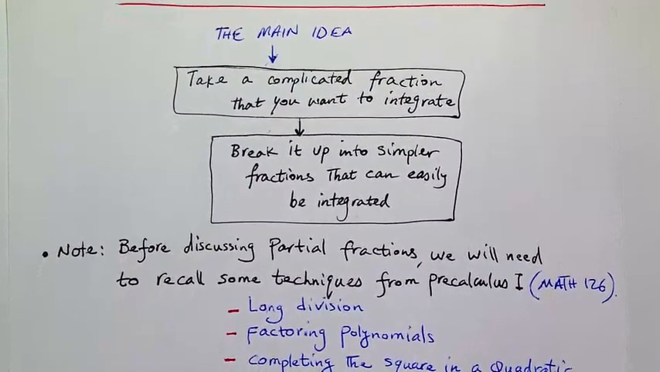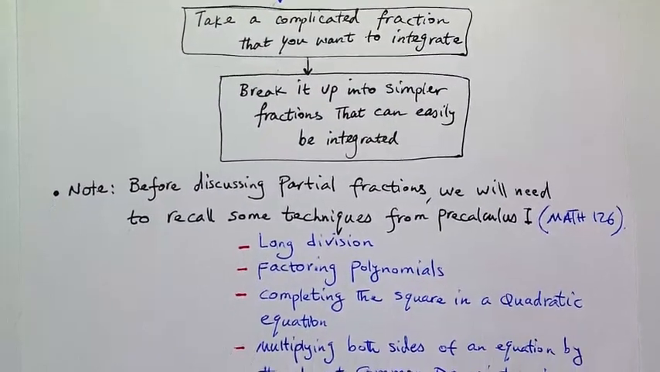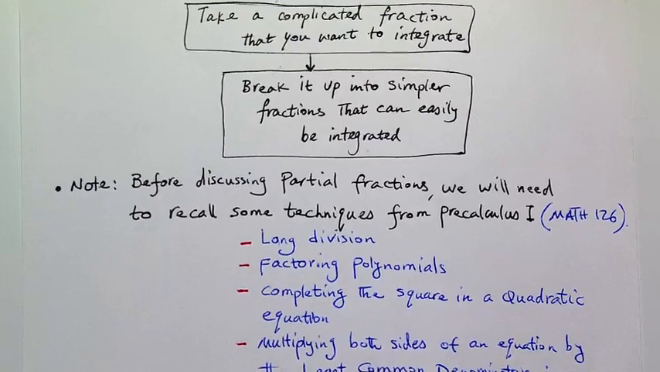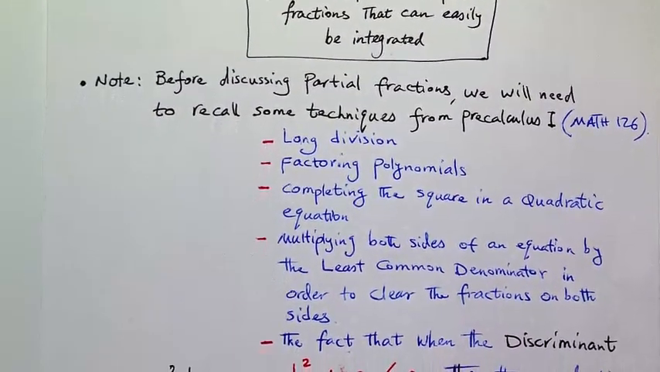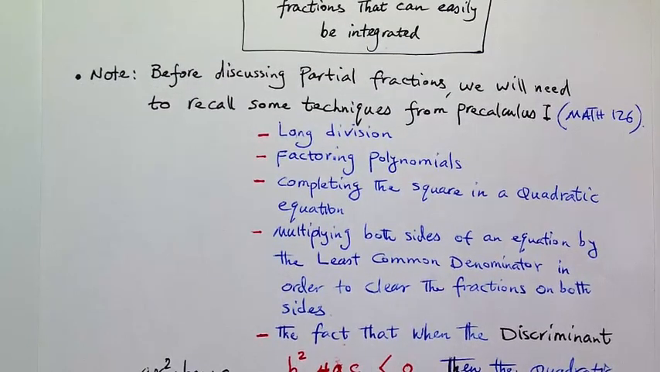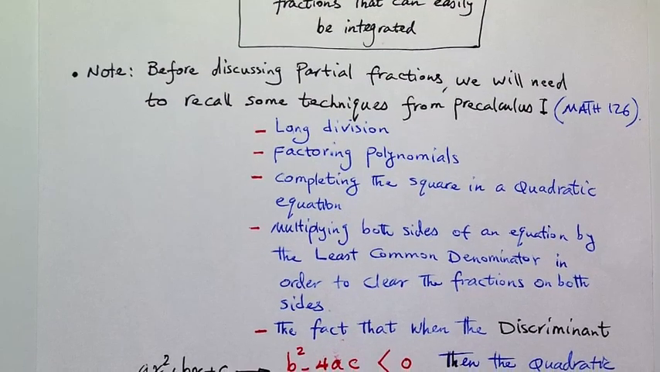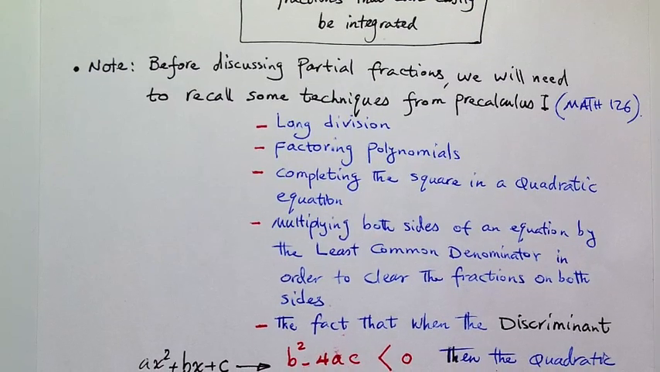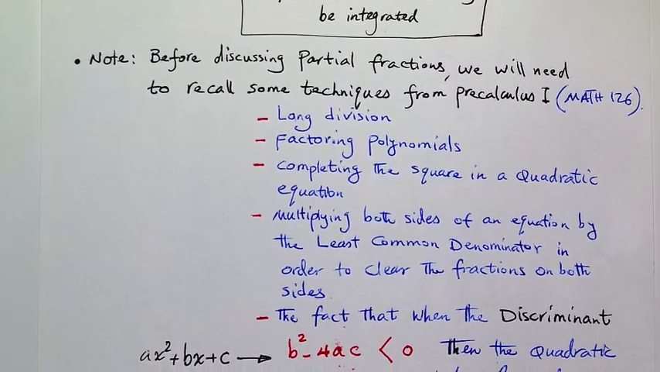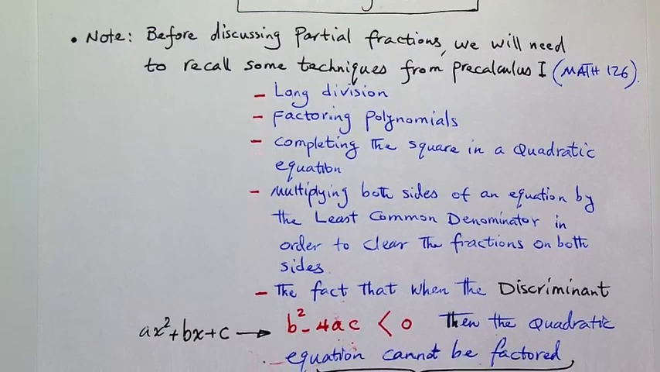But before we can go over examples of that, we need to remember some of the skills we learned in previous math classes. Here's a short list of those. Long division, which we discussed in pre-calculus 1. Factoring polynomials, which we've been talking about since college algebra. Completing the square in a quadratic equation, multiplying both sides of an equation by the least common denominator in order to clear the fractions on both sides, and the discriminant.